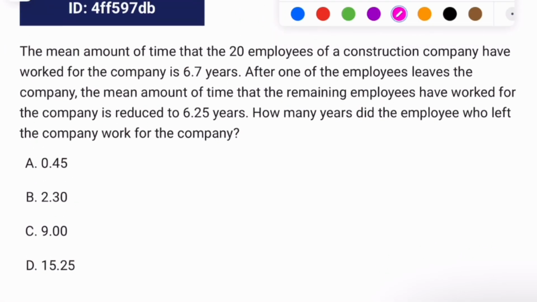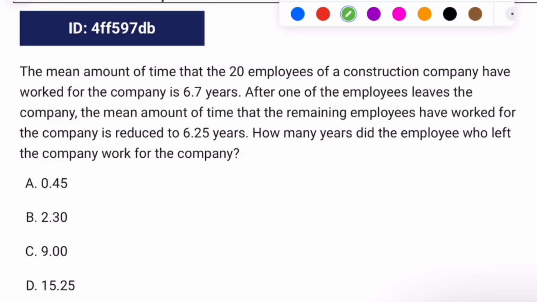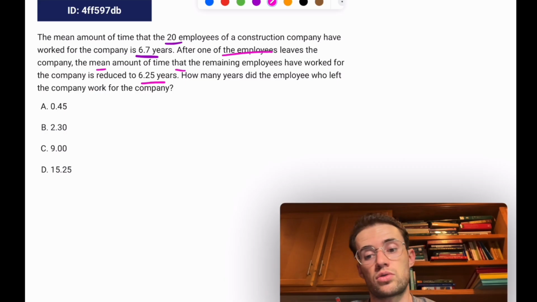Here we have the mean amount of time that the 20 employees of a construction company have worked for the company is 6.7 years. After one employee leaves the company, the mean amount of time that the remaining employees have worked for the company is reduced to 6.25 years. So that means that they had to have worked longer, which makes sense.